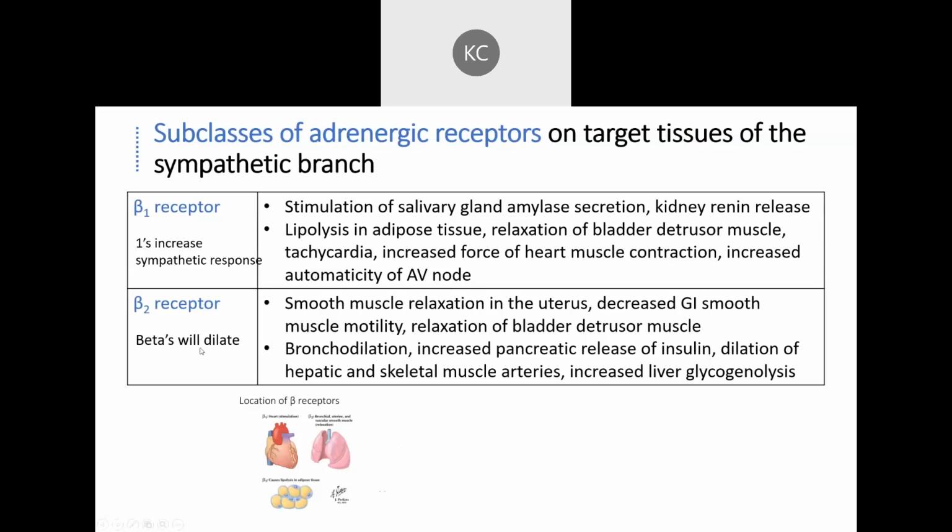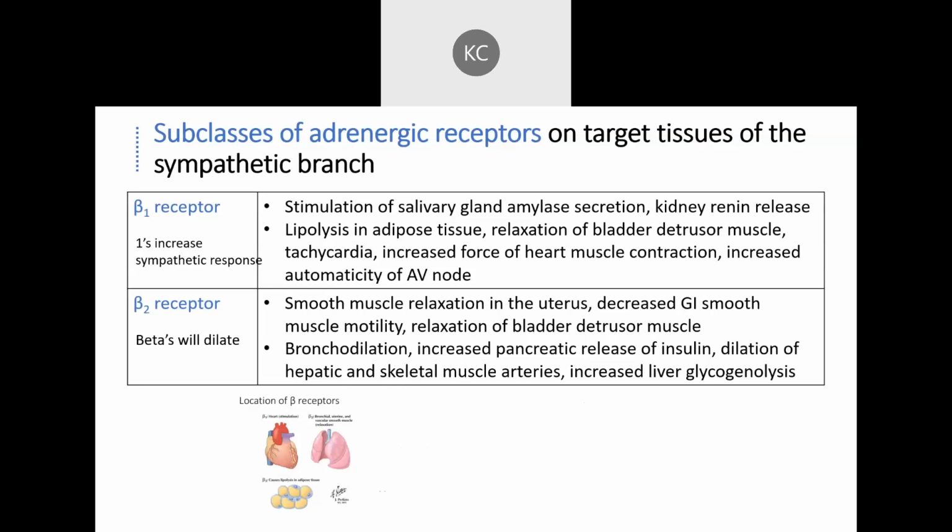For beta 2, we said B's dilate, B and D. So you have relaxation of the uterus, and decreased smooth muscle motility, so you're slowing down peristalsis. The smooth muscle is relaxing. Same thing in the bladder, where you're relaxing the detrusor muscle. You're also going to have dilation of the smooth muscle in the bronchioles. And then some more effects on insulin. You can also dilate the smooth muscle in the arteries, in muscle, and in the liver. Again, all of this is causing things to generally relax.